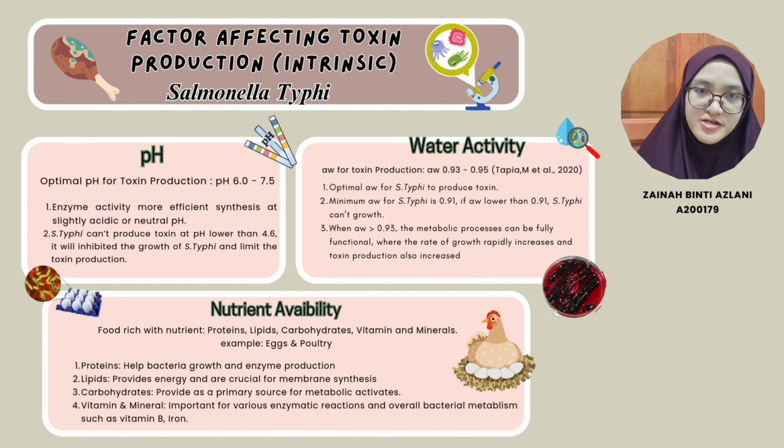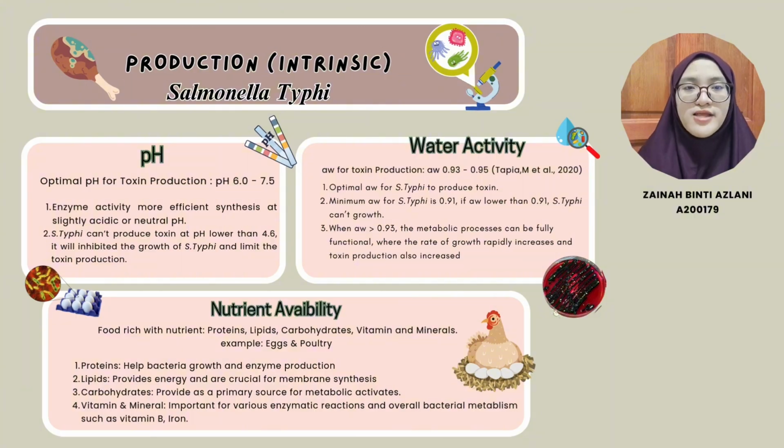The next factor is nutrient availability, where the food or water contains all the nutrition that Salmonella typhii needs. An example is food that contains protein, lipid, carbohydrates, vitamins, and minerals. All of these nutrients aid the growth of Salmonella typhii, also help in enzymatic production, provide energy, and support membrane synthesis, and also increase Salmonella activity, which will help increase the toxin production.